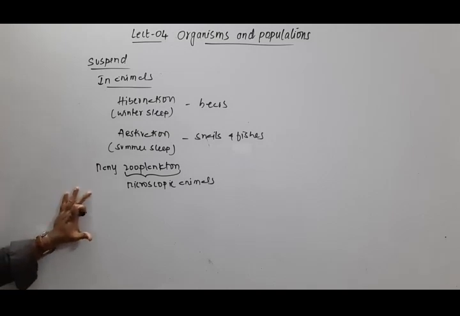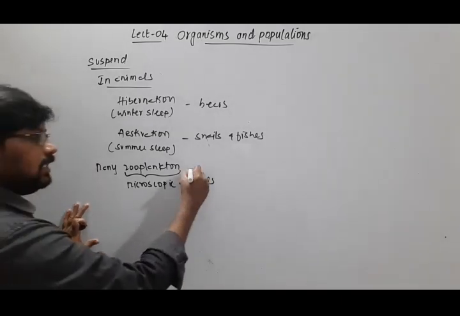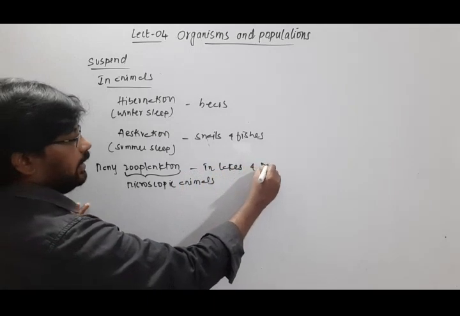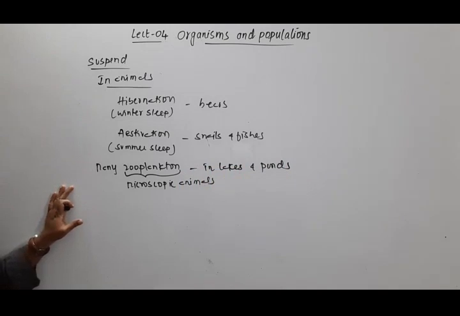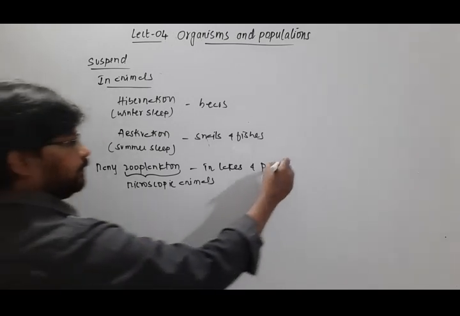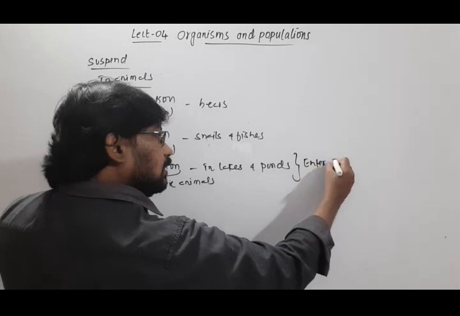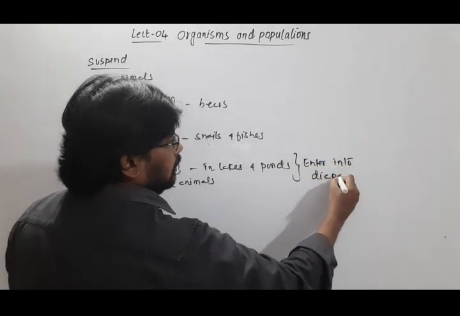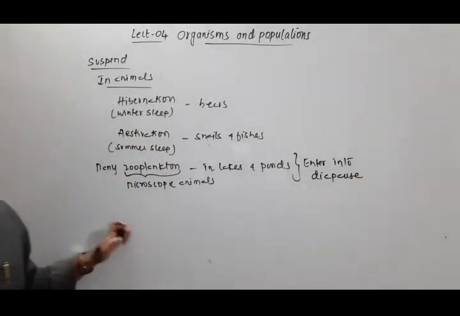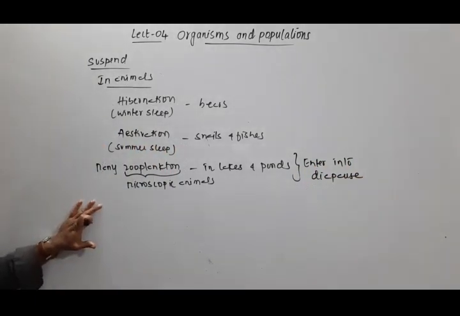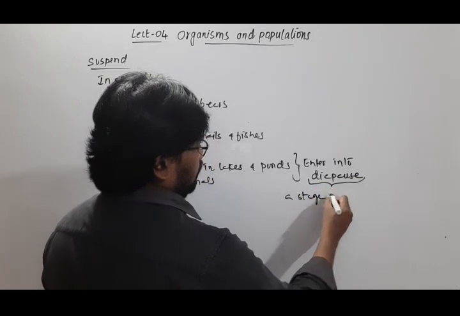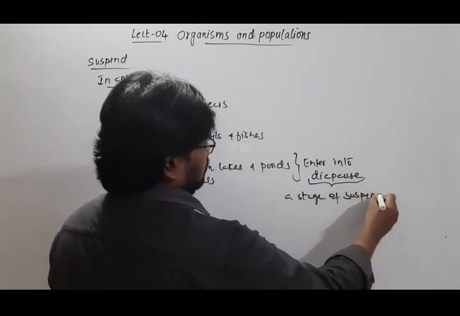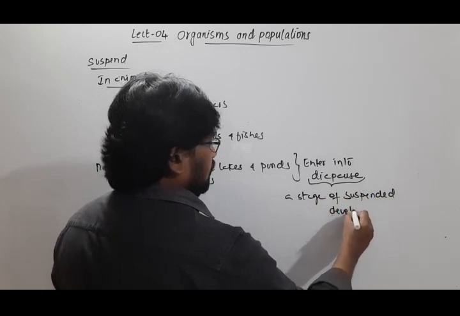So these zooplanktons will be seen in lakes and ponds. So many zooplankton which are present in lakes and ponds are going to enter into a condition called diapause. So this diapause is what we say a stage of suspended development.